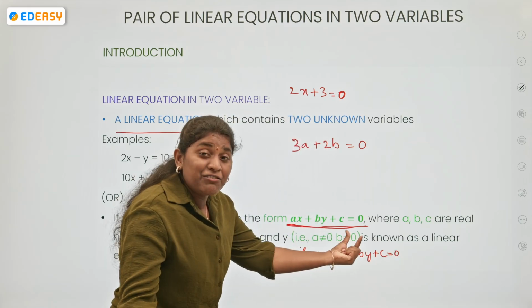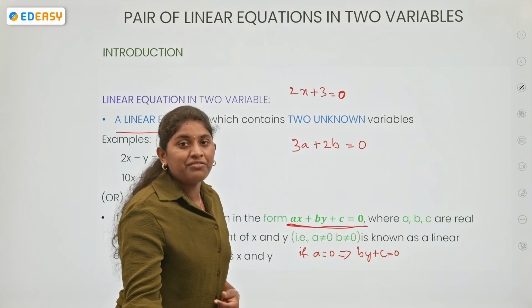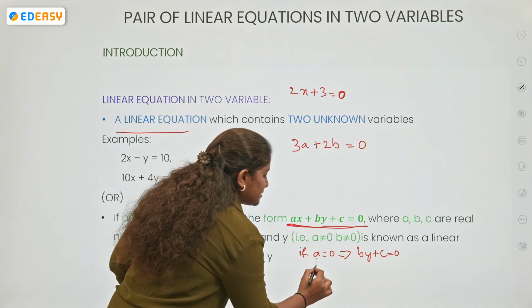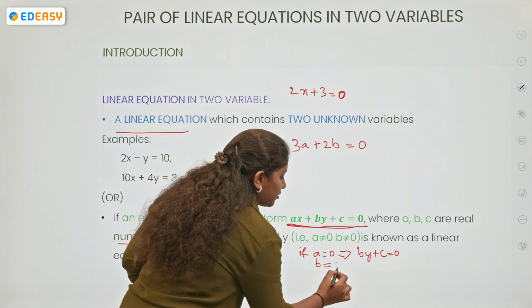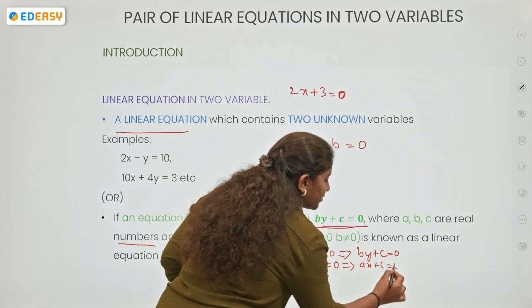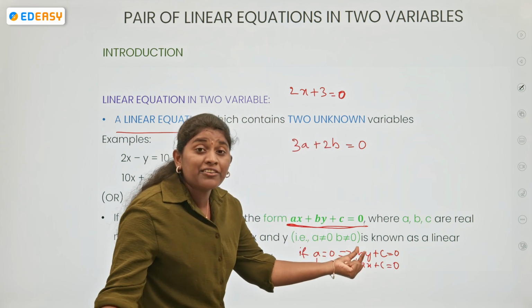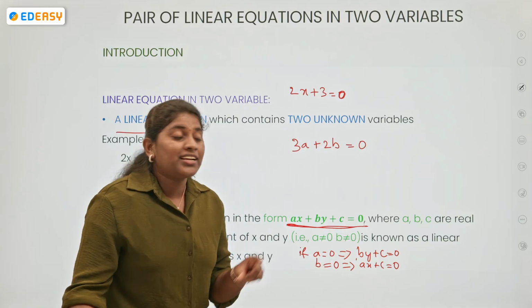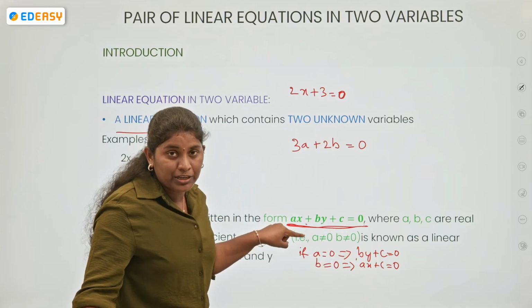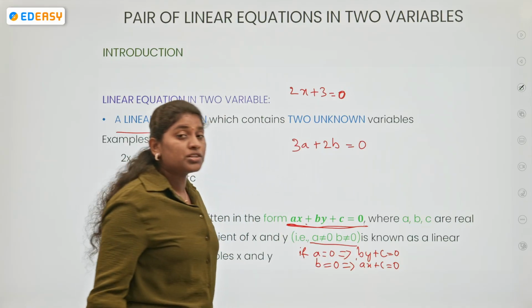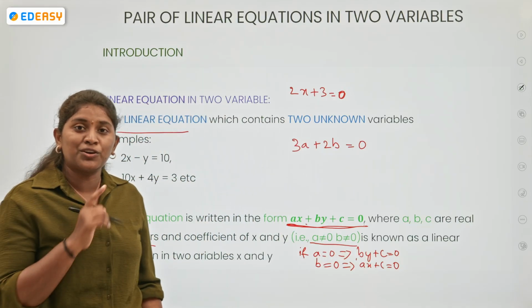It means it will become a linear equation in one variable. For that reason, A should be not equal to 0. Similarly, if B equals 0, then it will become Ax plus C equals 0, and this is also a linear equation in one variable. So, in order to make sure that it is a linear equation in two variables, we need to be very clear that A should be not equal to 0 and B should be not equal to 0.